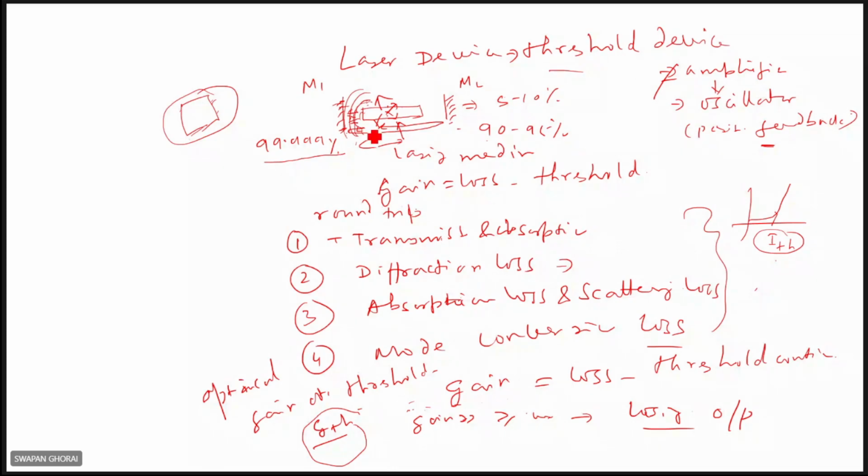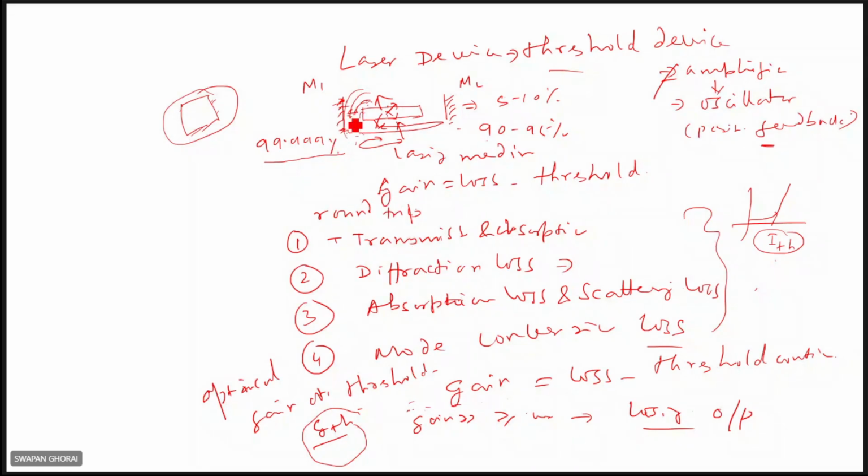Now diffraction loss. Say light can be considered as spherical waves, and this mirror is of finite dimensions, right? It cannot be of infinite dimensions. Finite dimension means only a portion of the wavefront is reflected back, not the full wavefront. To reflect the full wavefront, the mirror would need infinite dimensions, which is not possible. So only a portion is reflected back. That means there will be loss, diffraction loss. This is by both the mirrors.